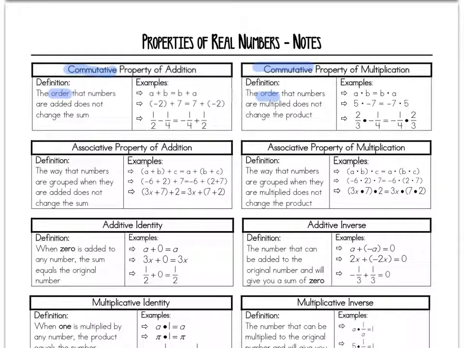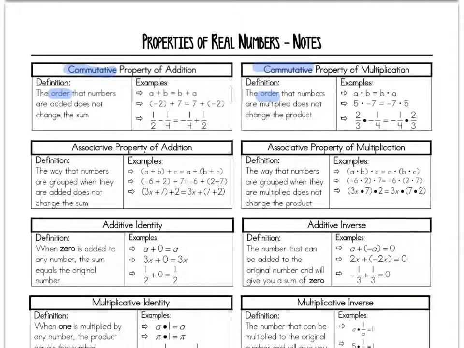And the same rules apply for the commutative property of multiplication. I can multiply in any order. So a times b is the same as b times a. And we can use whole numbers or integers. So 5 times negative 7 is negative 35. Negative 7 times 5 is also negative 35. So we can see that we can change around the order when we add or multiply, and the end result is always going to be the same.